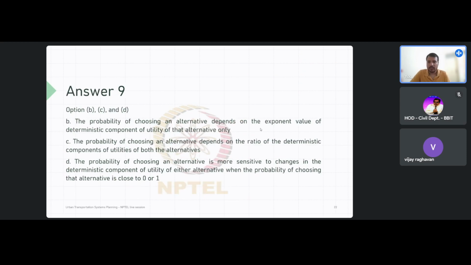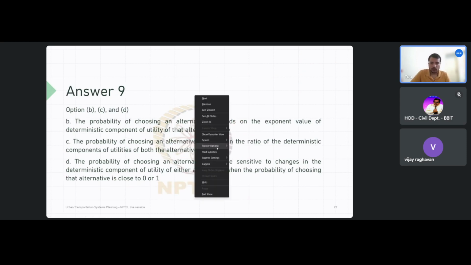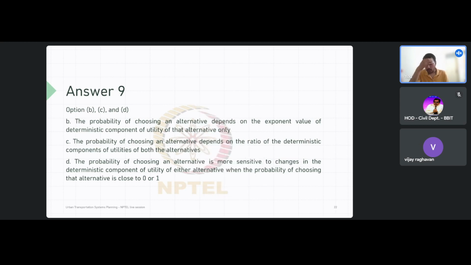So option B, C, and D. So B was: choosing an alternative depends on the exponent value of the deterministic component of that alternative only. So this was the problem. It depends on both alternatives. Probability of choosing an alternative depends on ratio. So no, ratio is incorrect. We can remove this. So it is e to the power V divided by summation of e to the power V for all the modes.